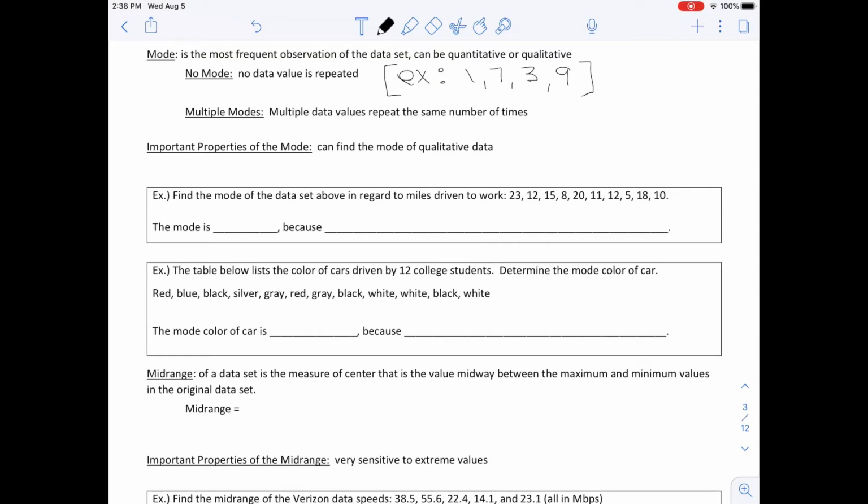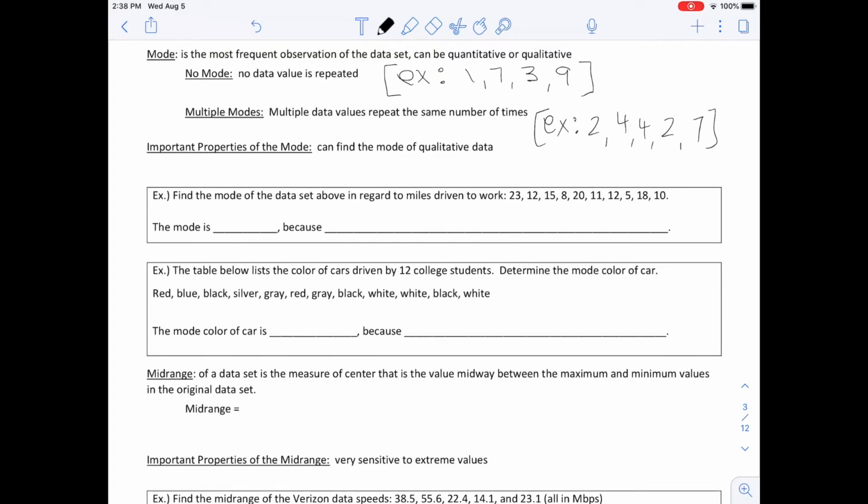Multiple modes are where multiple data values repeat the same number of times. So for example, we would have something like 2, 4, 4, 2, and 7. From this, you'll notice that 2 and 4 both repeat twice. So we would have two modes. They would be 2 and 4.